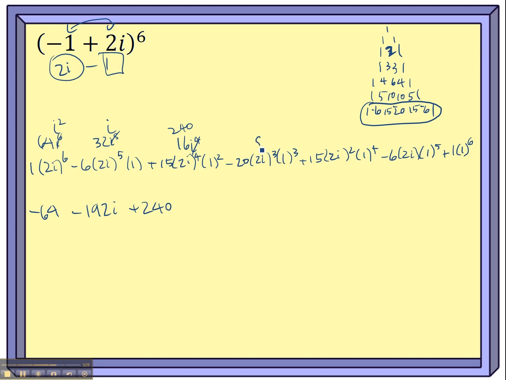2i cubed is 8i cubed. i cubed is negative i, so this is negative 8i. And we're multiplying times negative 20, so plus 160i.